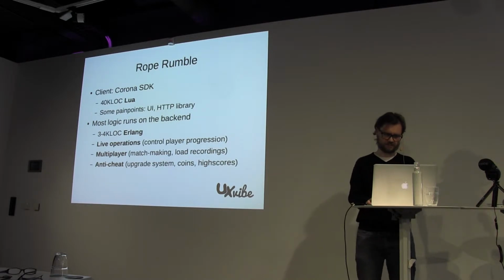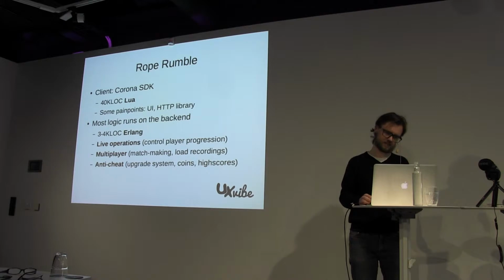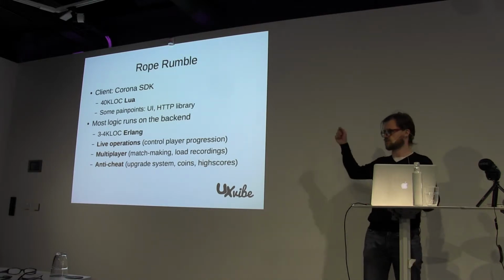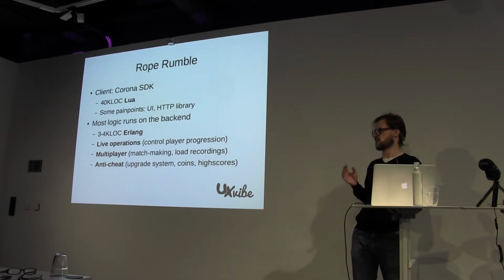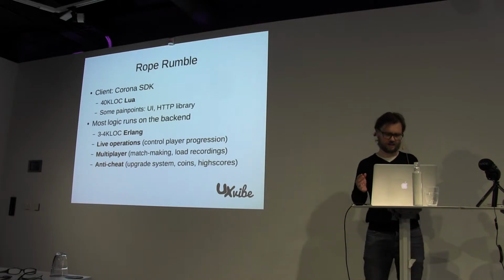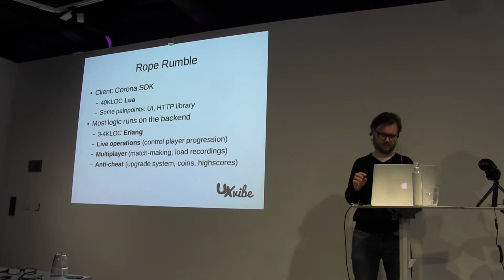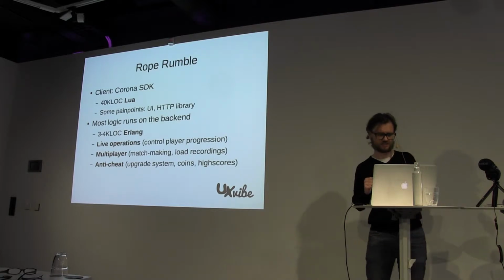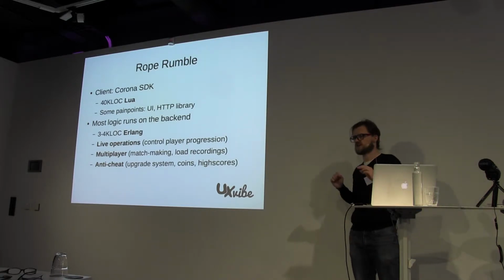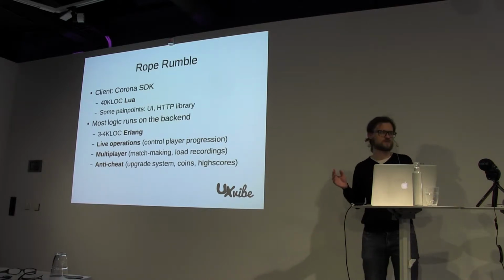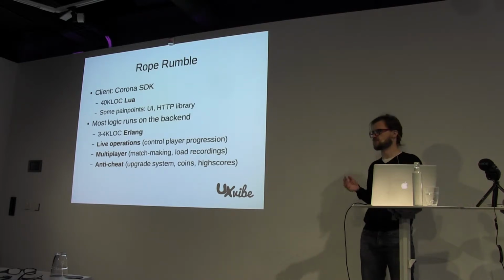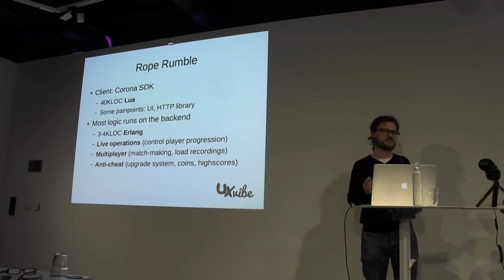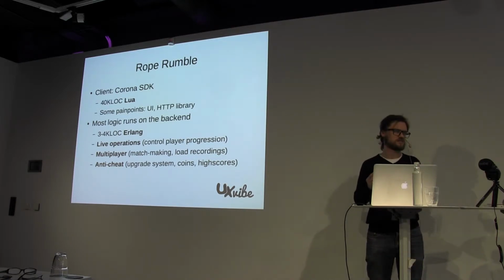So most of the game logic runs on the back end. Obviously, you're swinging in the rope and so on. That's done on the client side, but pretty much everything else is done on the back end. And there are a few reasons for this. The main reason was for live operations. We want to be able to, during the lifetime of the game, change things without having to update the client. So if we see that the game is too difficult, then we need to be able to change whatever is making it too difficult without actually having to push out a new update to the client.